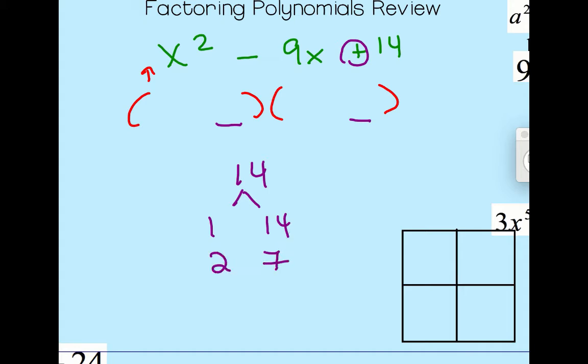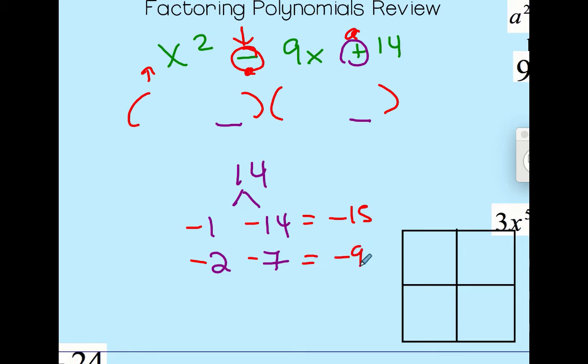The second thing I'm going to look at is the sign of the middle term, because the signs both have to be the same, and this one tells me what they actually have to be. So they both have to be negative because the 9 is negative, and I want them to add up to negative 9. If I add negative 1 and negative 14, I would get negative 15. And if I add negative 2 to negative 7, I would get negative 9.